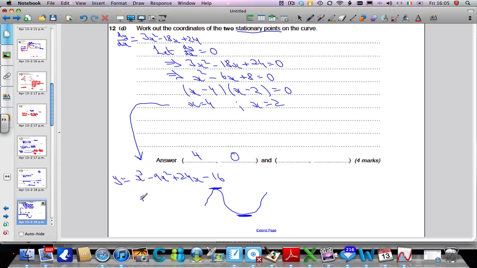Let's do the exact same with 2. 2 cubed is 8. 2 squared is 4. 4 times 9 is 36. Plus 24 times 2 is 48. Take away 16. So 8 and 48 is 56, take away 36 and 16 gives us 4. So the point is 2 and 4, because x was 2 and we got a y value of 4. Let's just double check that. I don't want to be giving you any incorrect answers. Plus 48, take away 16. Yep, 4. We're good to go.